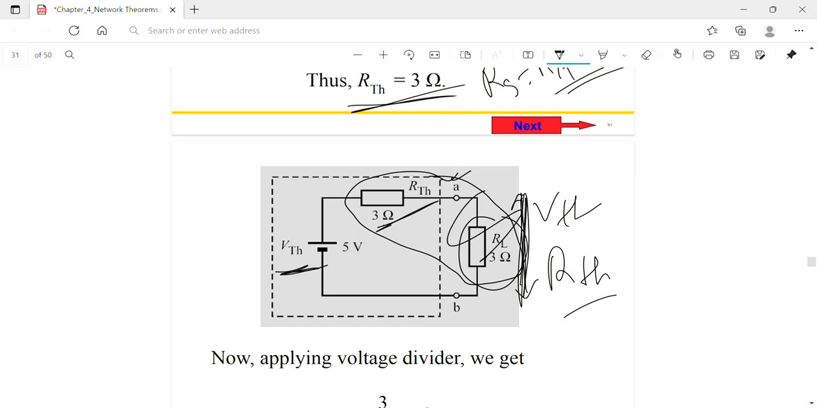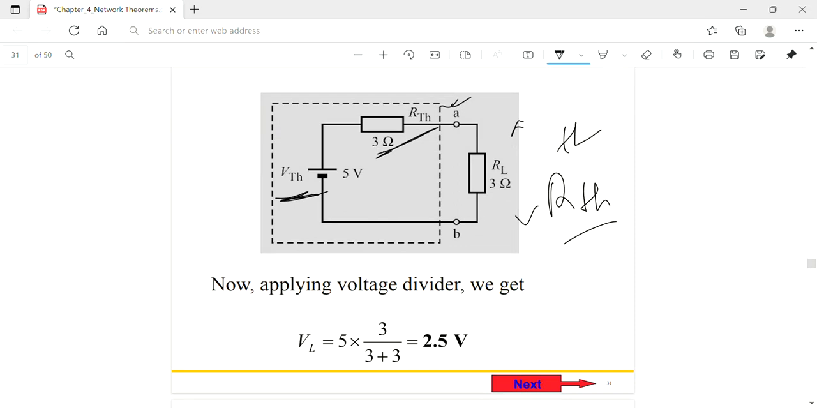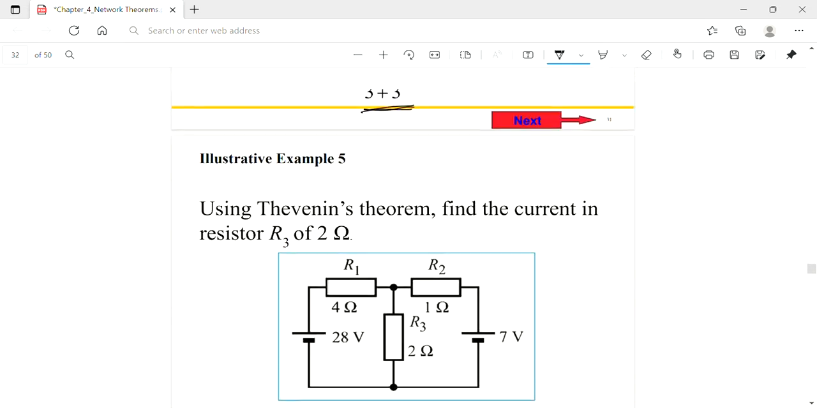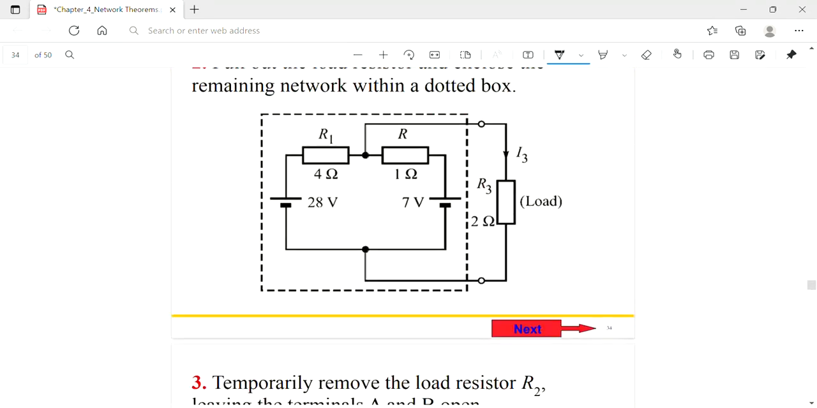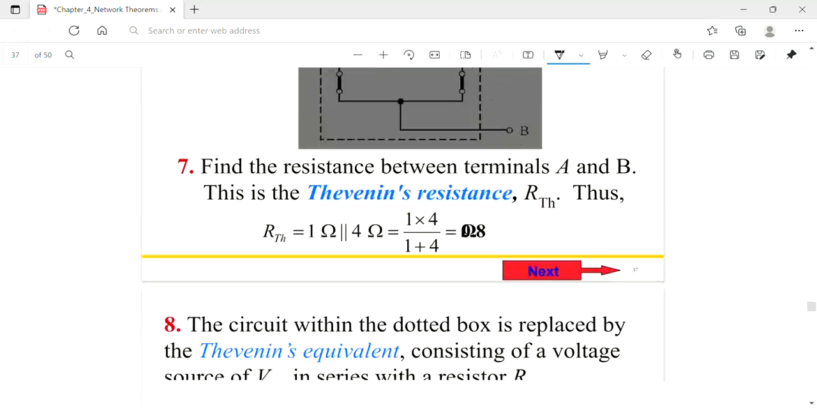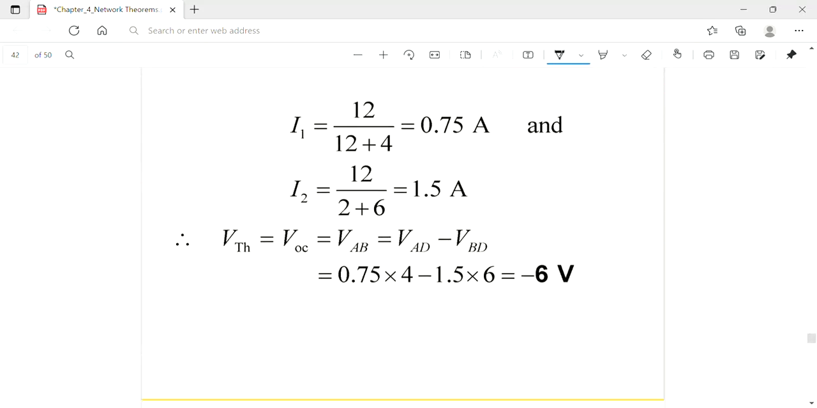So basically we use the voltage divider law. What does the voltage divider law state? The voltage divider law says that the total voltage is multiplied by the load resistor divided by the equivalent resistor. Both are connected in series, so 3 plus 3. So we can easily find that the voltage through this load resistor is 2.5 volt. Accordingly, there are many such problems. We see the PPTs, and now we are going to discuss the last theorem, that is called Norton's theorem.